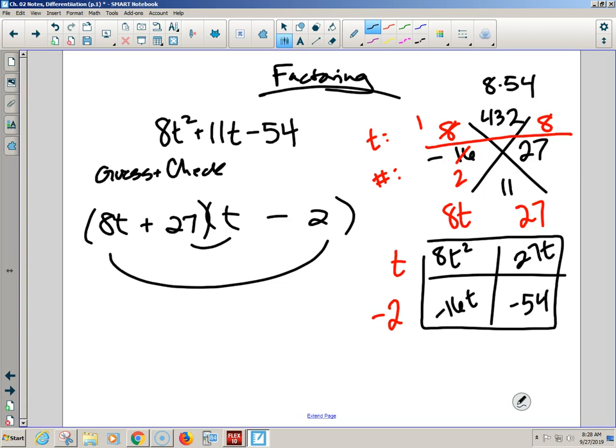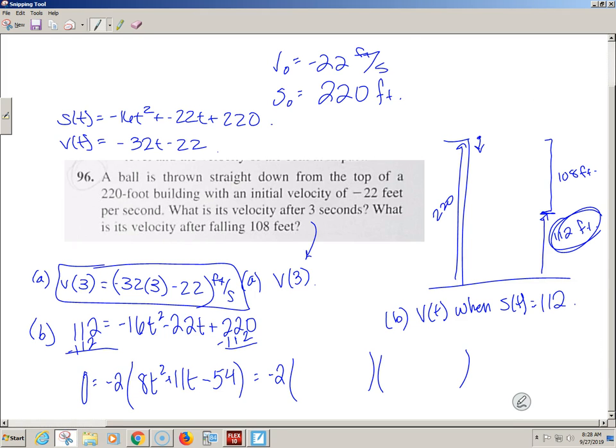That was fun. That was gross. I had to choose like the worst one ever to use as my example. But coming back, we end up with an 8t plus 27 and a t minus 2.